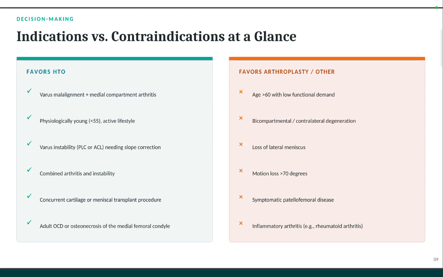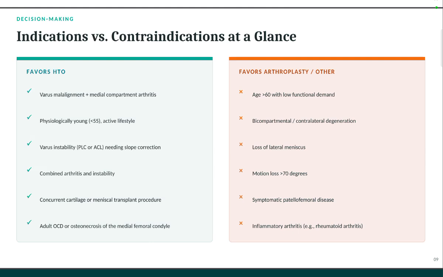HTO is done in varus malalignment with medial compartment arthritis in a physiologically active person with varus instability needing slope correction. It can also supplement the cartilage and meniscal procedures.